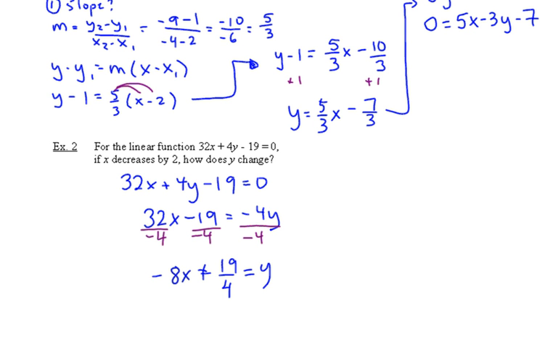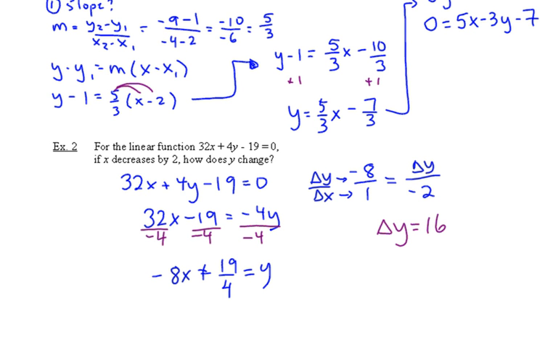Okay, so what's my rate of change here? Negative 8 over 1 is my rate of change, my change of y over change of x. Okay, and we want to say if x decreases by 2, how does y change? So it has to be positive or negative 16? Positive 16. So change of y has to be positive 16.